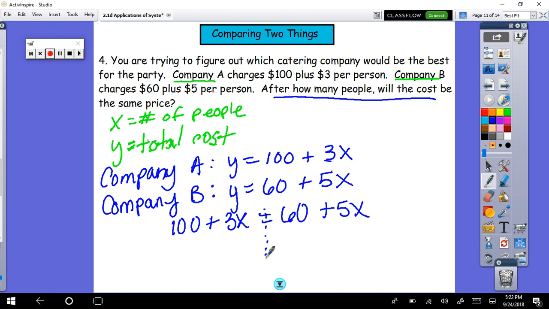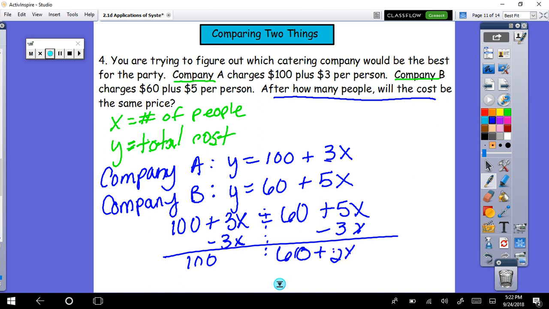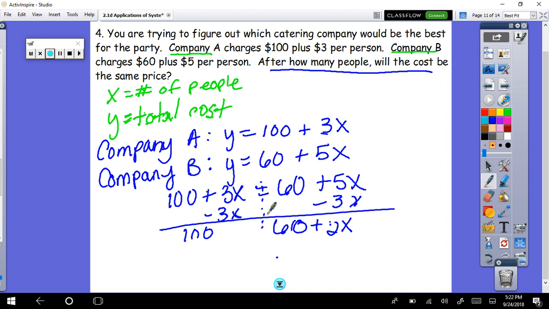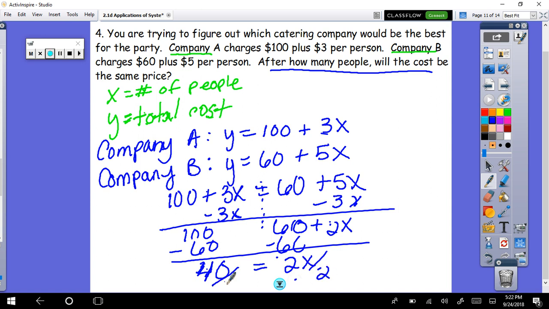Okay, now I need to solve for x. This time to avoid negatives, I'm going to start by subtracting 3x from the left and moving it over to the right. It's positive 3x, so I'm going to subtract it from both sides. That leaves me with 100 over here, and 60, and 5x minus 3x is 2x. Since I moved my x's to the right, I'll have to move my 60 to the left. So positive 60, so I will subtract 60 on both sides. And I get 40 equals 2x, divide by 2 on both sides, and I get x equals 20.